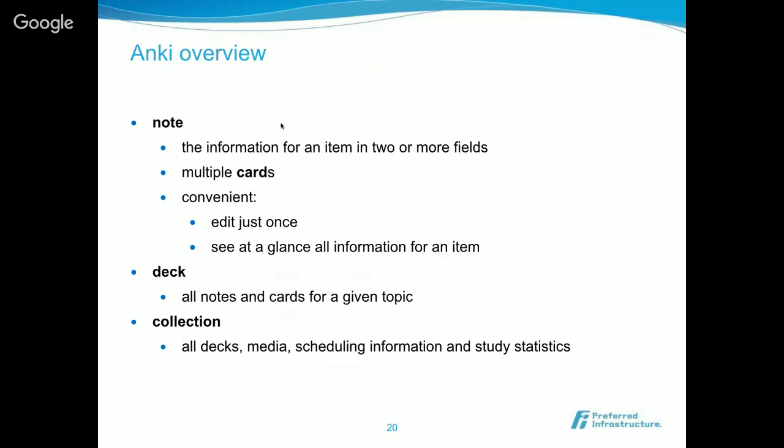Before I show it to you, I will just give a quick overview. In Anki, we have cards, notes, decks, and collections. A note contains all the information for a given item, which you input into 2 or more fields. Based on rules that you define, from these fields, multiple cards are generated, which is very convenient, since if you have a mistake, you can edit the note only once, and all the cards will get the update. And also you can see at a glance all the information for an item. A deck contains all the notes and cards for a given topic, and a collection is all decks, media, cards, and scheduling information that you have in Anki.